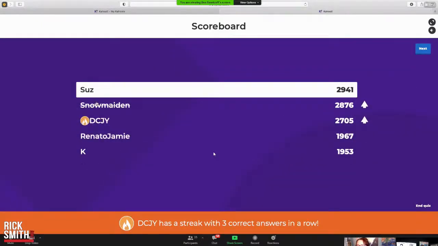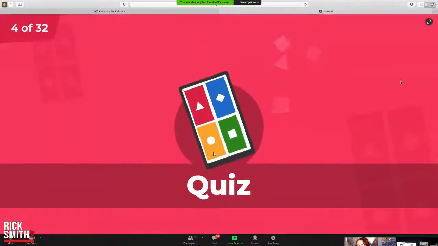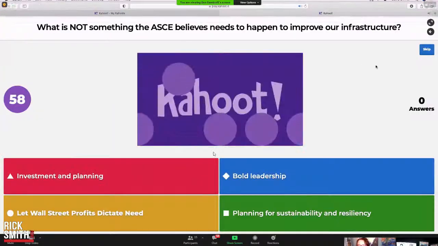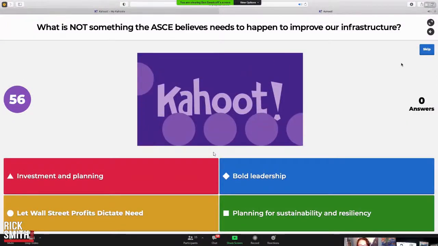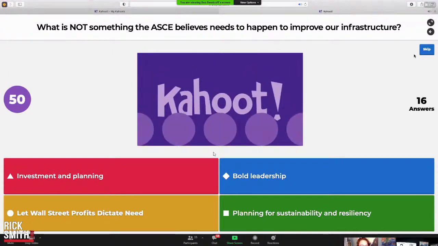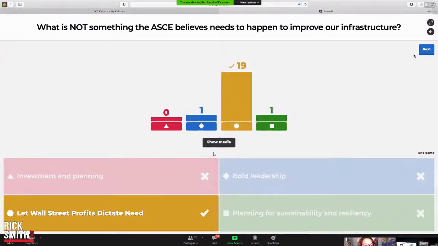Ooh. This is where we're separating the women from the rest of us. What is not something that the American Society of Civil Engineers believes needs to happen to improve our infrastructure? A, information and planning. B, bold leadership. C, let Wall Street profits dictate our needs. Or D, planning for sustainability.